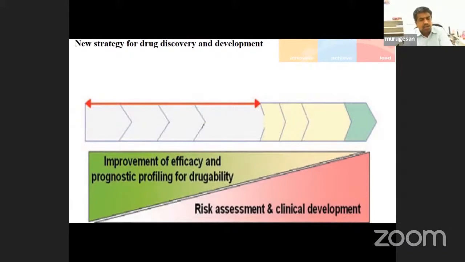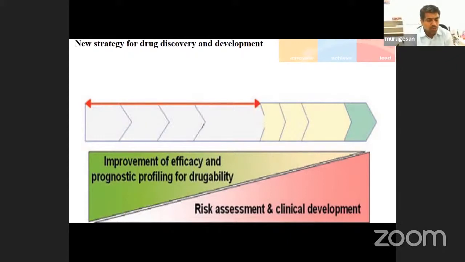In this, 2 things have been incorporated. One is improvement of efficacy and prognostic profiling in order to check for tractability. Second, far more important, is risk assessment and clinical development. These 2 things need to go hand in hand in order to reduce drug failure at the end. Everyone might have studied that for so many years several drug discovery processes have taken place, but the ratio of molecules which appear in the market is very low.